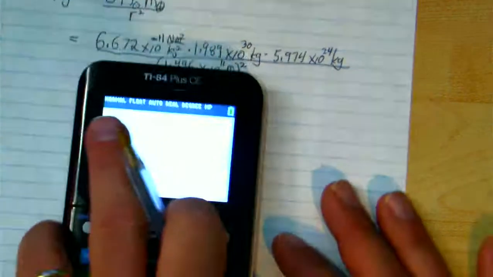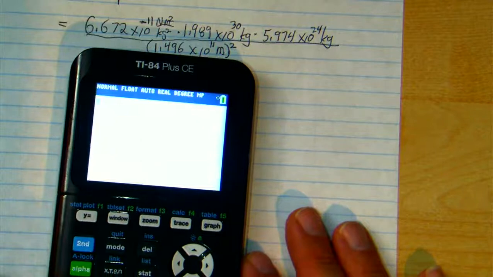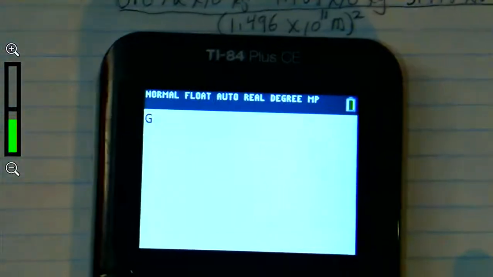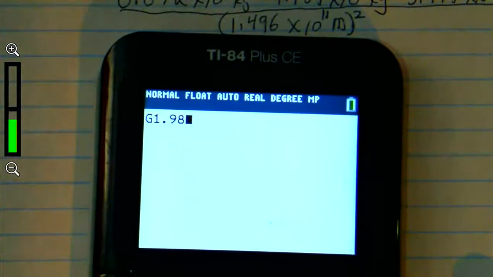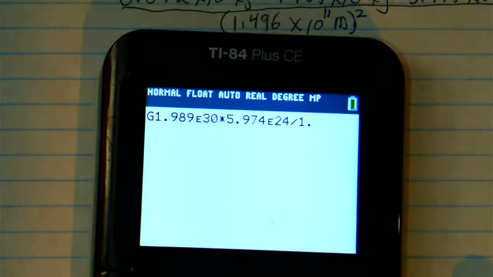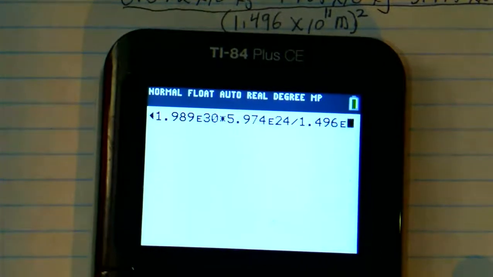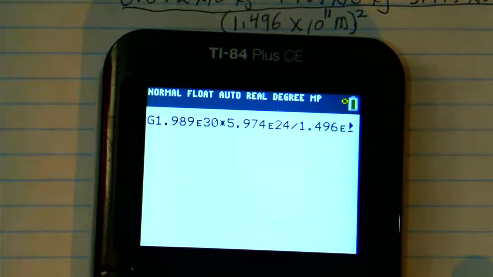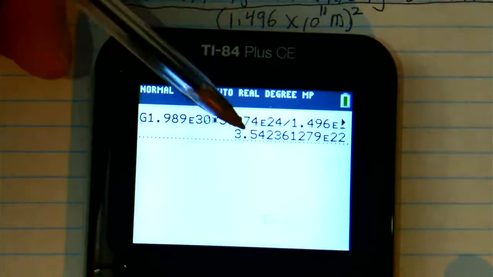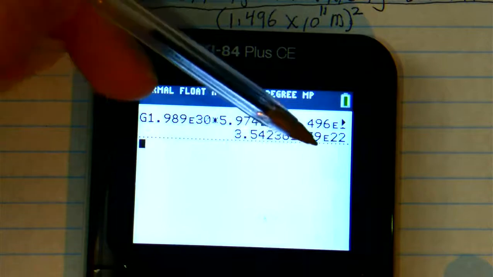So on my calculator, G times 1.989 times 10 to the 30th power times 5.974 times 10 to the 24th power divided by 1.496 times 10 to the 11th power squared. Enter. I get a magnitude of 3.54 times 10 to the 22nd power newtons.